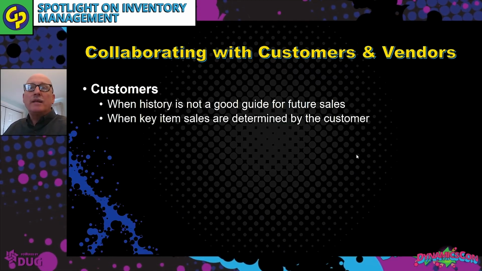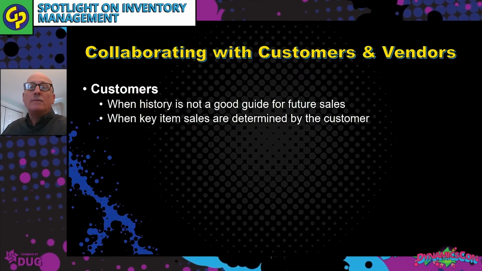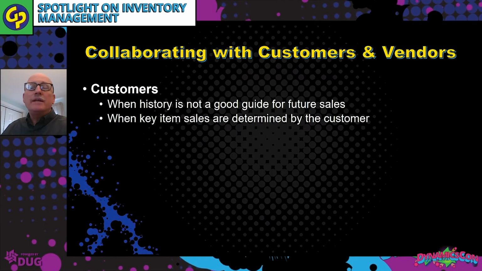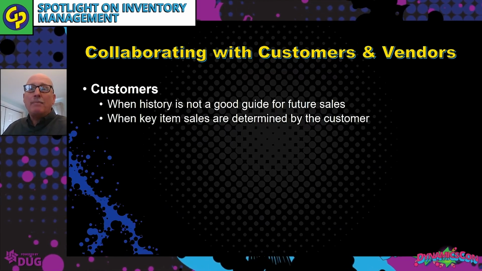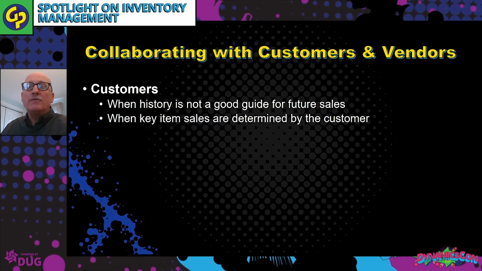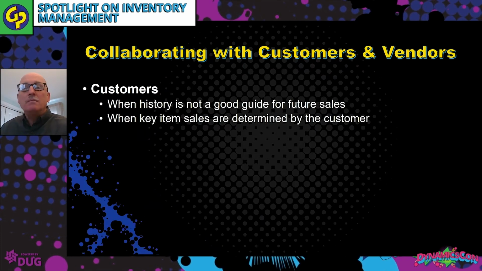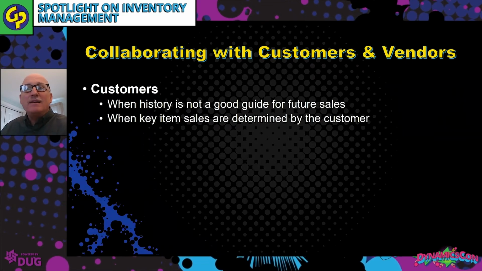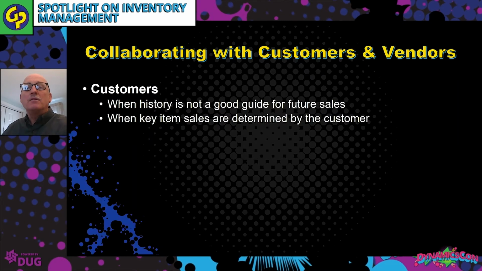Let's say a customer says, we're going to discount this item, or we're going to promote this item, and you look at history and there's no way you're going to know that that's what's going to happen. Only the customer knows. If there's information that is only available from the customer and it's not something you can find in the history, you're going to want to do a collaborative forecast with that customer.